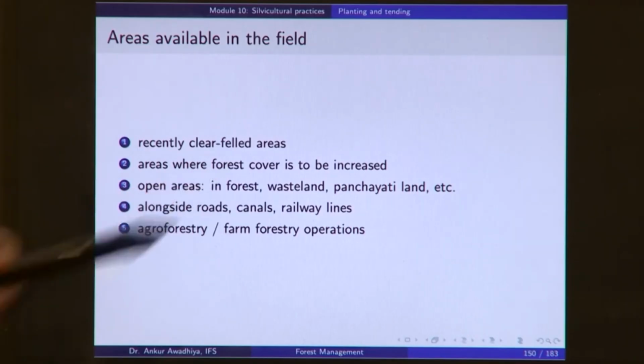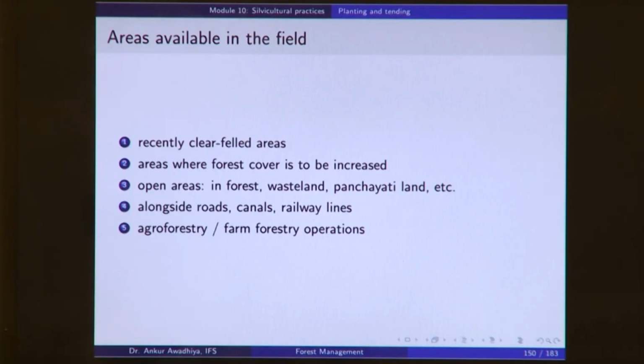Then there are areas alongside roads, canals and railway lines. If there is a plantation along the road, it is known as an avenue plantation, and an avenue plantation is done primarily for two purposes. One is the provisioning of shade. If there is a road and there are trees on both sides, then there will be shade on the road, and because of that shade the movement of traffic will be much more comfortable. People will feel comfortable even in the peak sun.